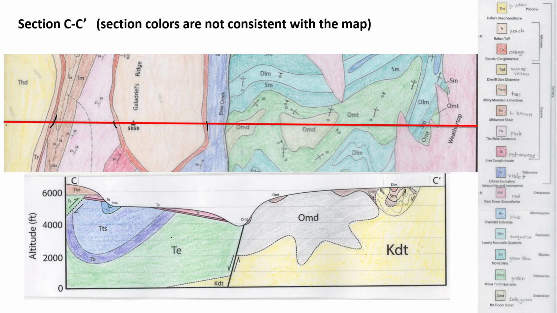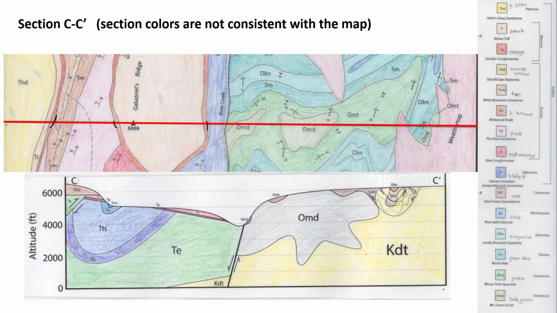One thing you probably noticed is that the color in the cross-section doesn't match the map. That's because one student did a good job on the map and a bad job on the cross-section, and somebody else did a better job on the cross-section. So I'm using the best one, so the color doesn't match, but in terms of the quality of the work, the one who did this cross-section did a much better job. That's why I used that one to show you.